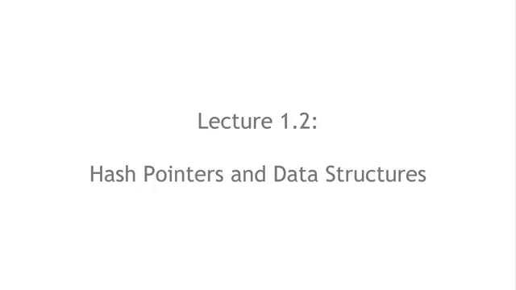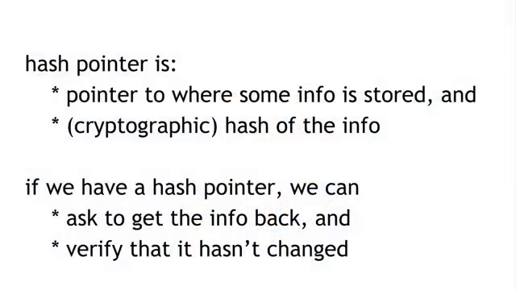In section 1.2, we're going to talk about hash pointers and their application. A hash pointer is a kind of data structure that turns out to be used a lot in the systems that we're talking about. A hash pointer is basically a simple thing: we take a pointer to where some information is stored, and together with that pointer, we store a cryptographic hash of the information. So whereas a regular pointer gives you a way to retrieve the information, a hash pointer lets us ask to get the information back, and it also lets us verify that the information hasn't changed. So a hash pointer tells us where something is and what its value was.